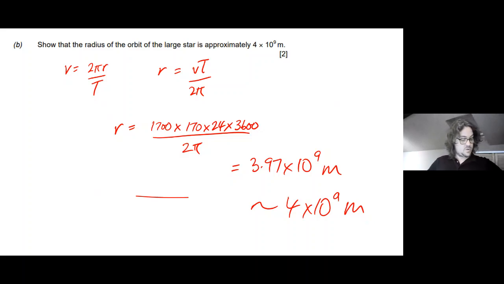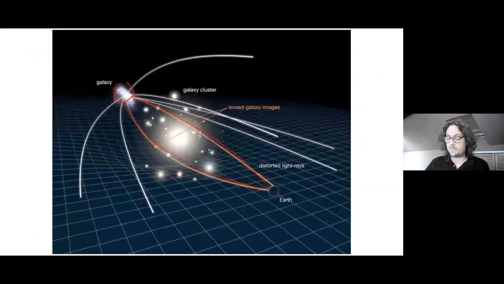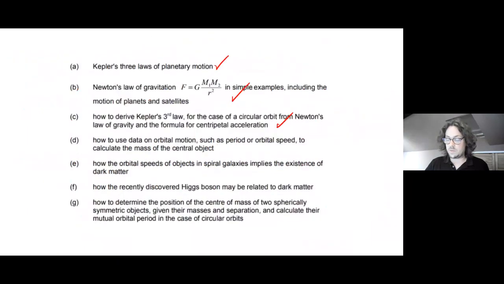Just looking at the time now, that's 45 minutes. So I'm just going to briefly recap what we've gone through, by showing you our specification. So we've done Kepler's three laws. We have also looked at how we derive Kepler's third law, a very important one, using Newton's law of gravitation. How to use data on orbital motion, which we've just been doing now and in the past with the questions that we've done, to calculate the mass of a central object, or in fact, distances.